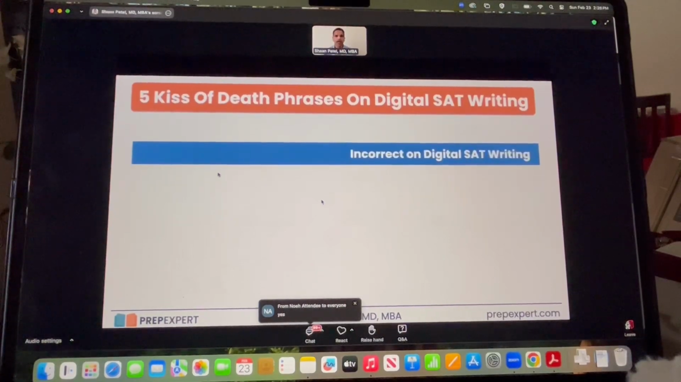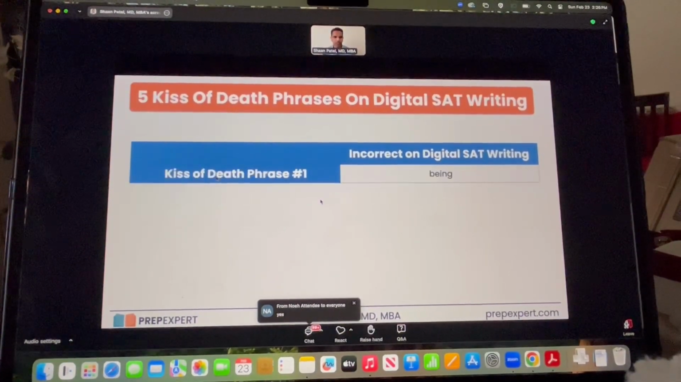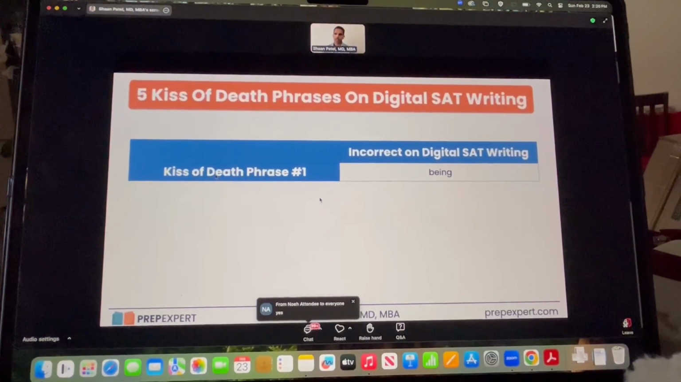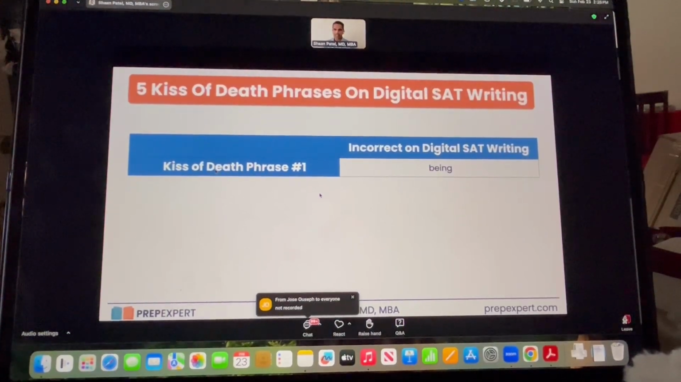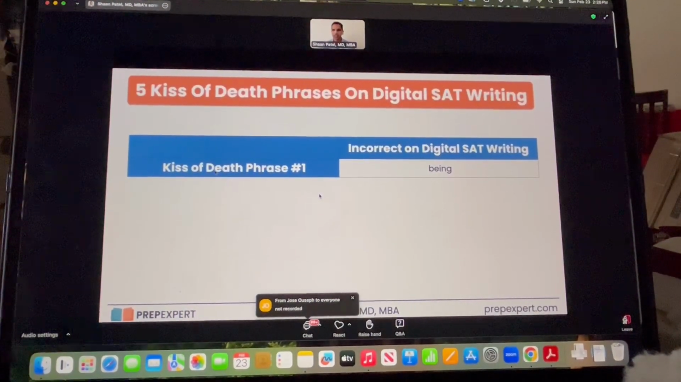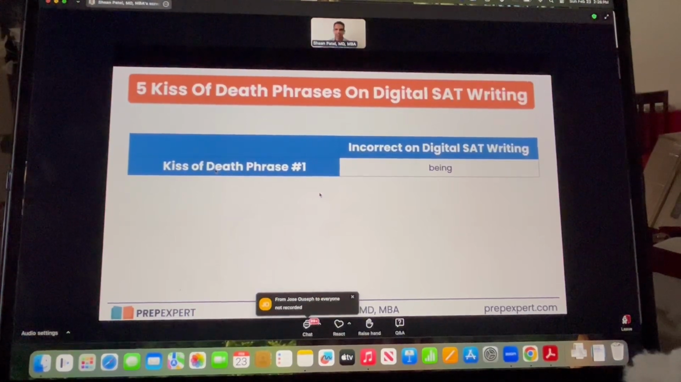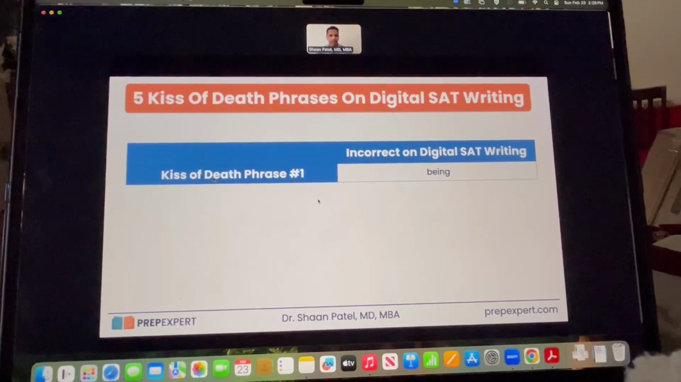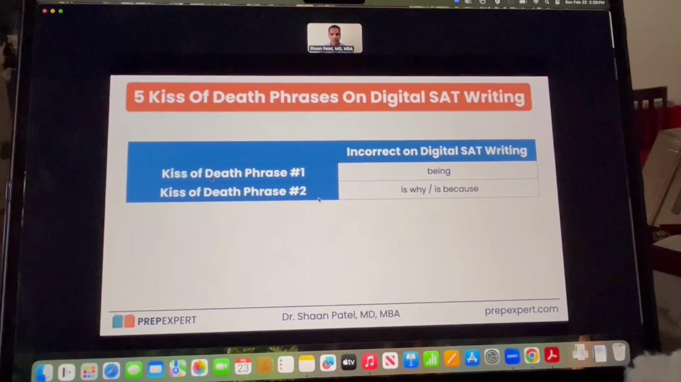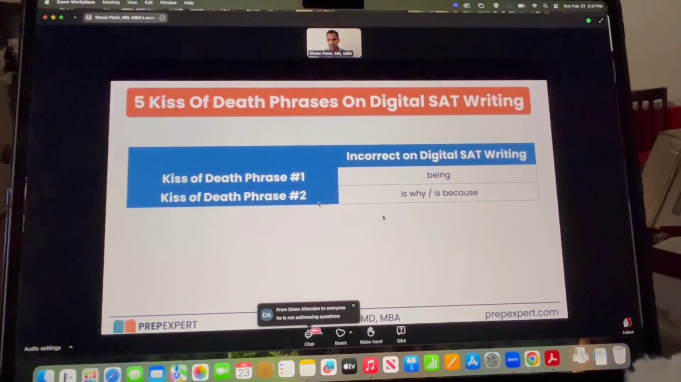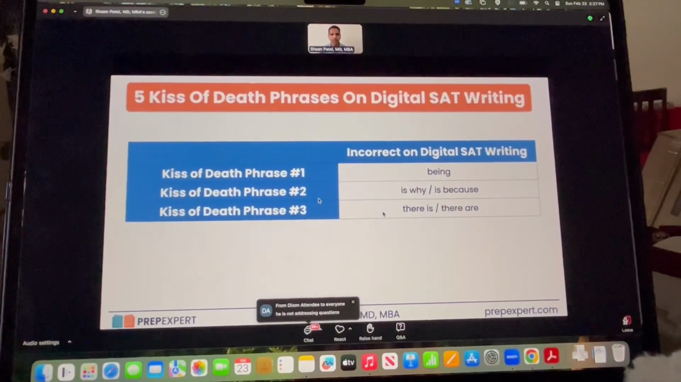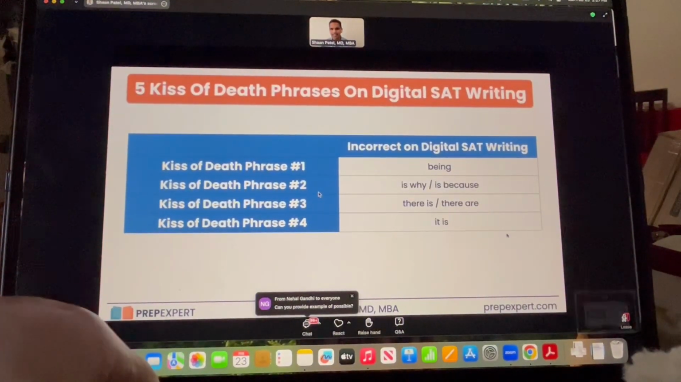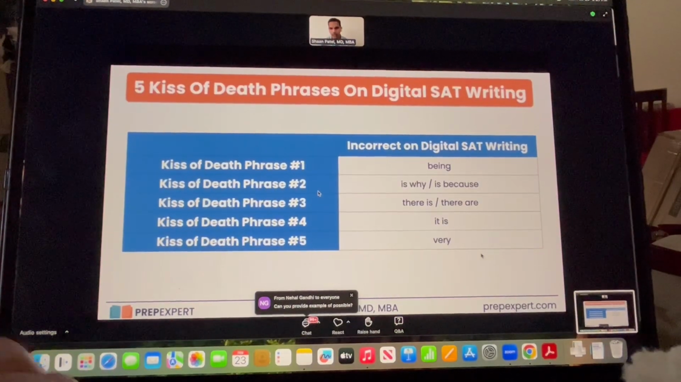And so let me go through the first one. The first kiss of death phrase is the word being, right? If you see the word being on a grammar question on the digital SAT, as well as the ACT, the PSAT, this works for lots of different standardized tests, then you know that answer choice is going to be incorrect. The next phrase is why or is because, all right? The next phrase is there is or there are. The next phrase is it is. And the last phrase is the word very.